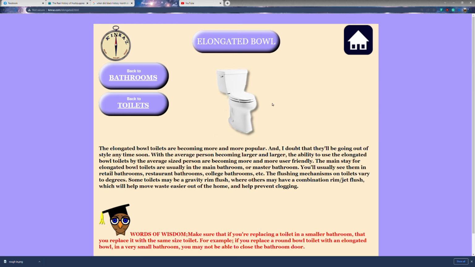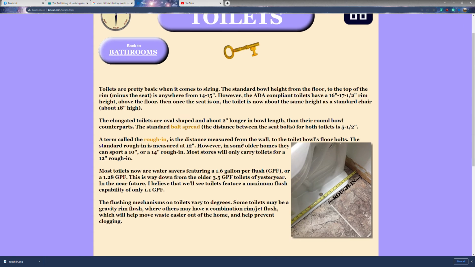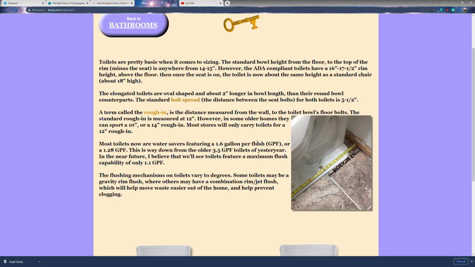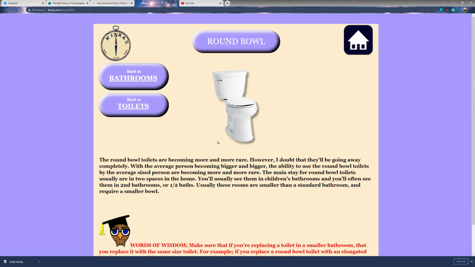So the elongated bowl, you'll see these mostly in commercial settings, schools, things like that. They probably outsell the round, maybe 20 to 1 would be my guess. Both toilets will vary in height. So the way toilets work is a standard toilet, if you were to take a tape measure, put it on the floor, and measure up to the top of the bowl here without the seat on it, most of the older toilets will be 14 or 15 inches high without the seat.